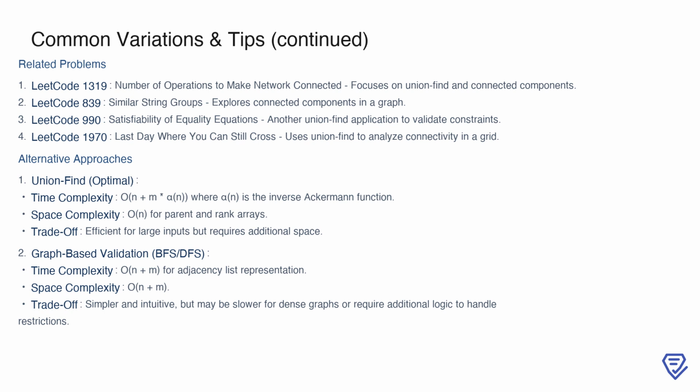Alternatively, a graph-based validation using BFS or DFS can be used. This method has a time complexity of O(n + m), with an adjacency list representation and similar space complexity. While simpler and more intuitive, it might be slower for dense graphs or require extra logic to handle restrictions properly.